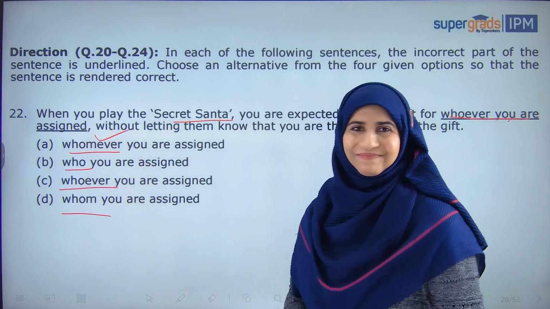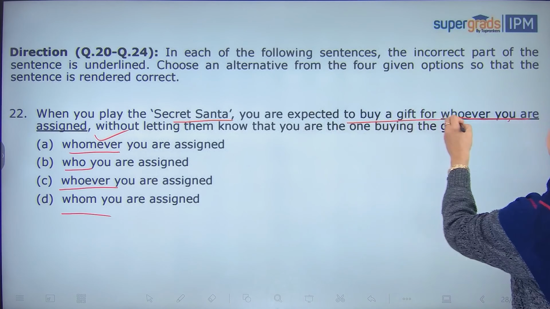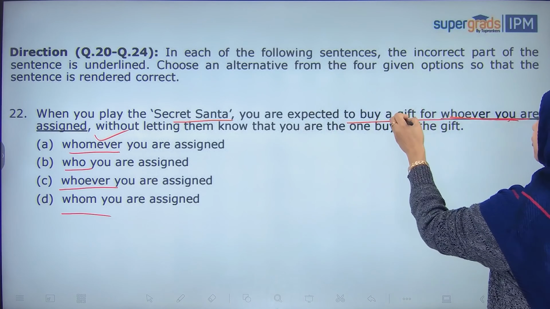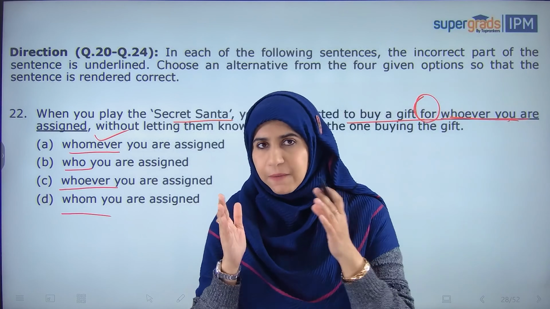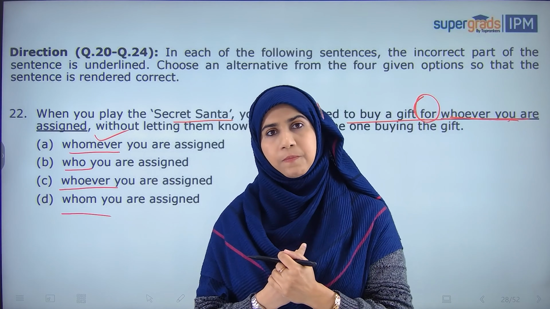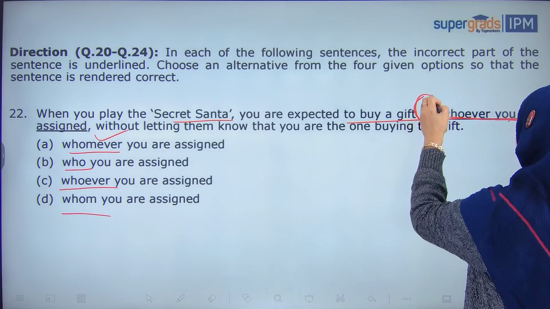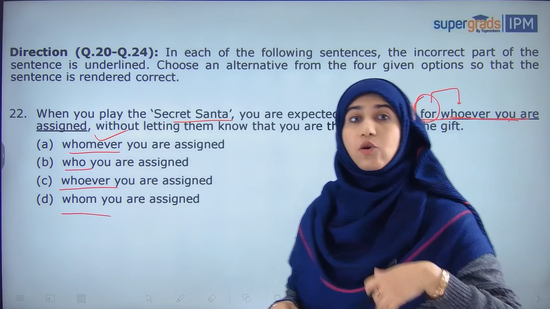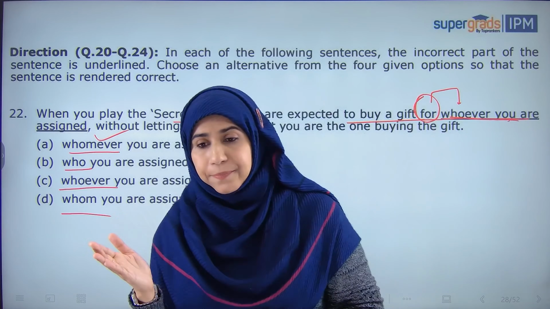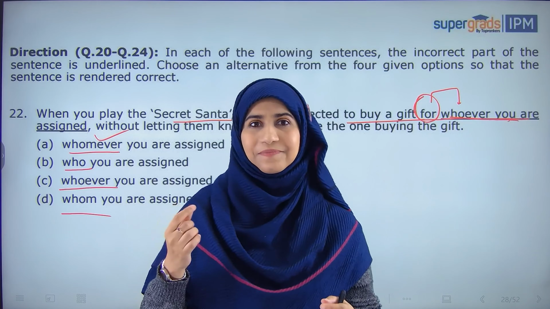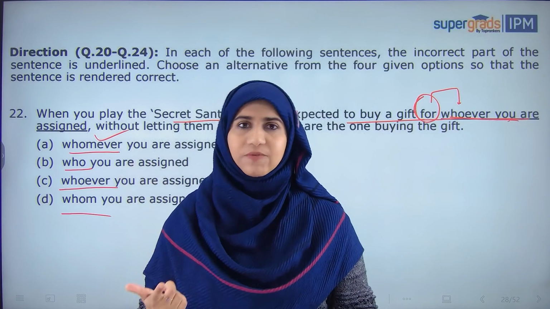Why is that so? Why? See, when we go back to the sentence, to buy a gift for whoever you are assigned. So you've got to understand that this is a preposition. And a preposition actually needs an object. And whenever we talk about any pronoun that is after a preposition, it should be in its objective case. I will say I bought a gift for him. I'll not say I bought a gift for he. He is subjective. Him is objective. Likewise, who is subjective? Whom is objective.